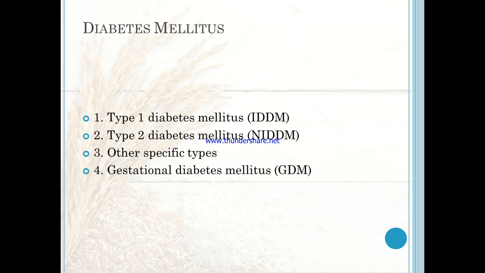Diabetes mellitus is mainly categorized into four types: type 1 diabetes mellitus, that is insulin dependent diabetes mellitus; type 2 diabetes mellitus, that is non-insulin dependent diabetes mellitus; other specific types, which are mainly caused by any operation or toxicity by chemicals or drugs; and gestational diabetes mellitus. In these cases, hyperglycemia is observed in the third trimester of the pregnant woman, that means after 28 weeks, and after delivery the blood sugar level comes down to normal again.